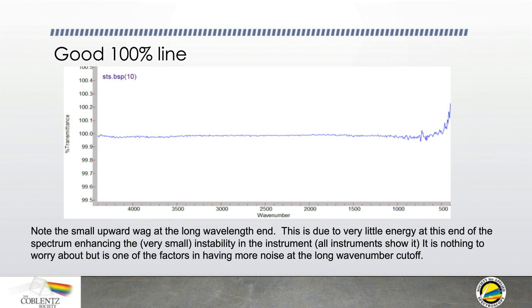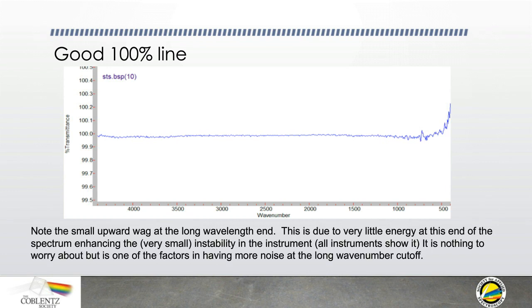And if we look really closely at the y-axis here, you'll see that we're only getting a deviation from the 100% line of about 0.1% transmission. For all qualitative applications, perfectly usable. For 99.99% of the quantitative applications, perfectly usable.